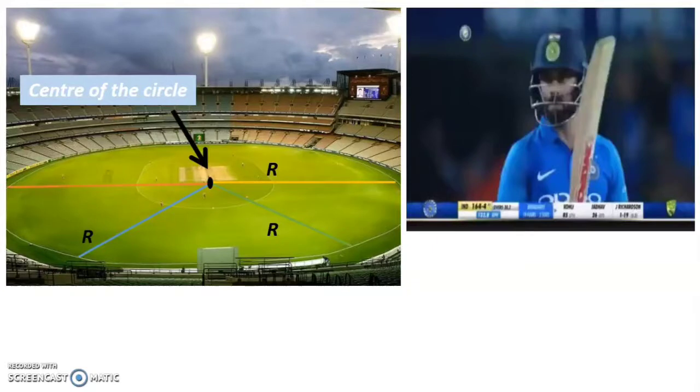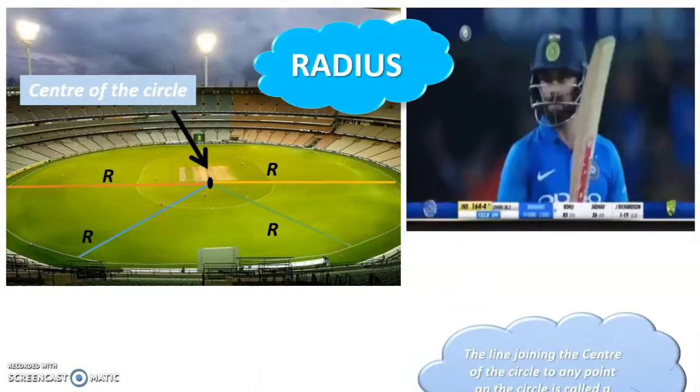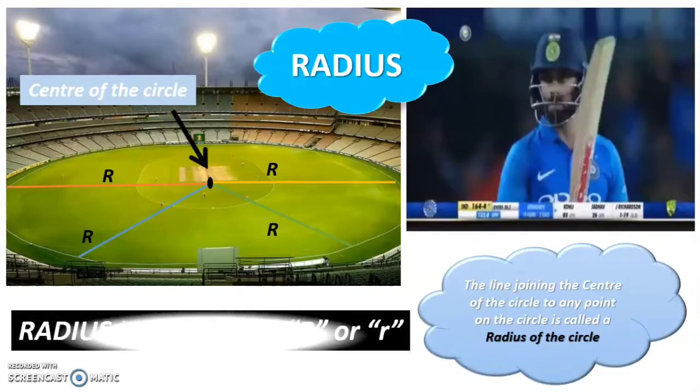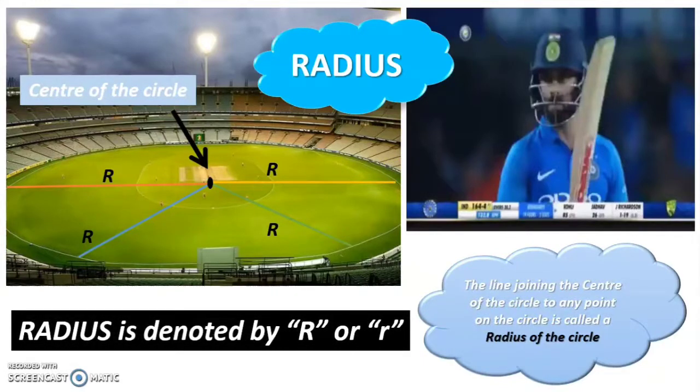and the definition is the line joining the center of the circle to any point on the circle is called a radius of the circle. That means the distance from the center of the circle to the outer line of the circle is called the radius, and it is denoted by capital R or small r, and center of the circle is the midpoint of the circle.